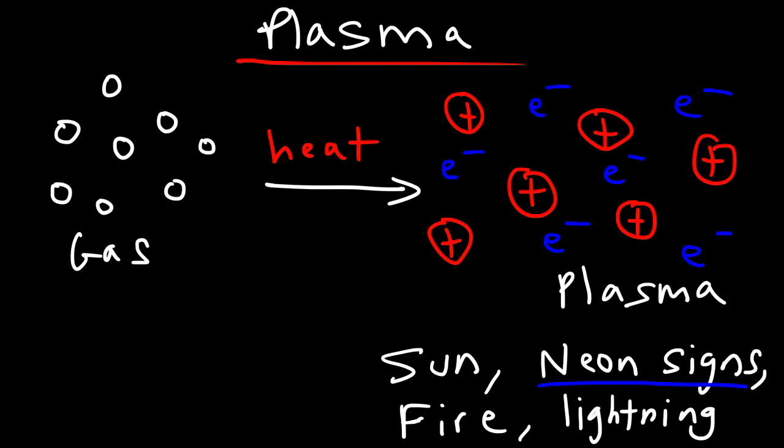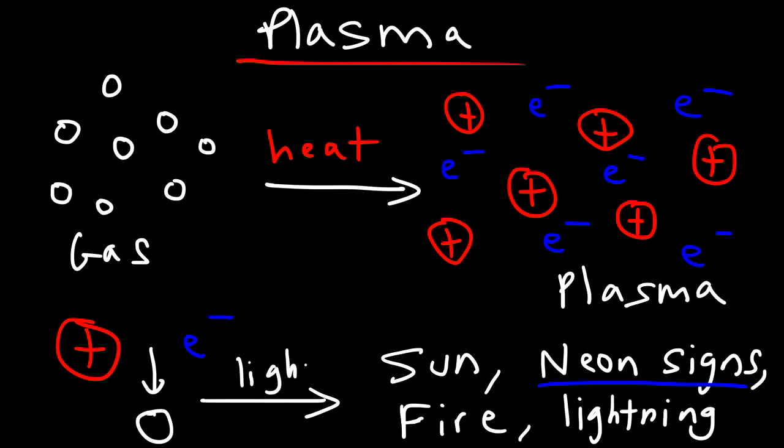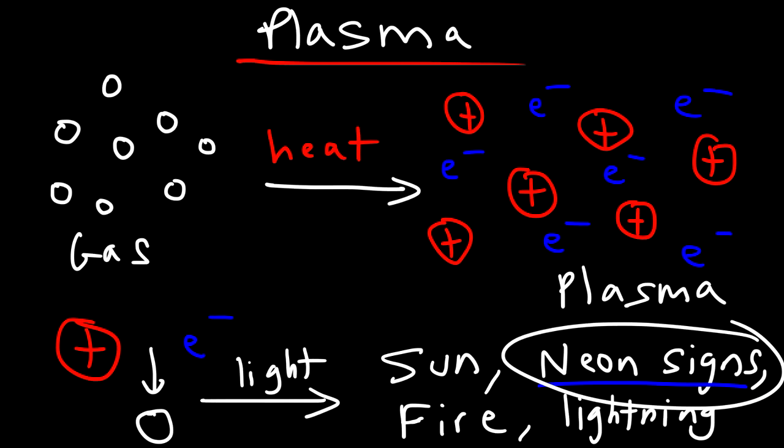But now, once the ionized gas particle and the electron recombine to form an atom, they will emit light and heat energy. And so that's how neon signs work. They use electricity to separate the atom from the electrons, and when these ions and electrons recombine to form the atom, they emit light as a result.